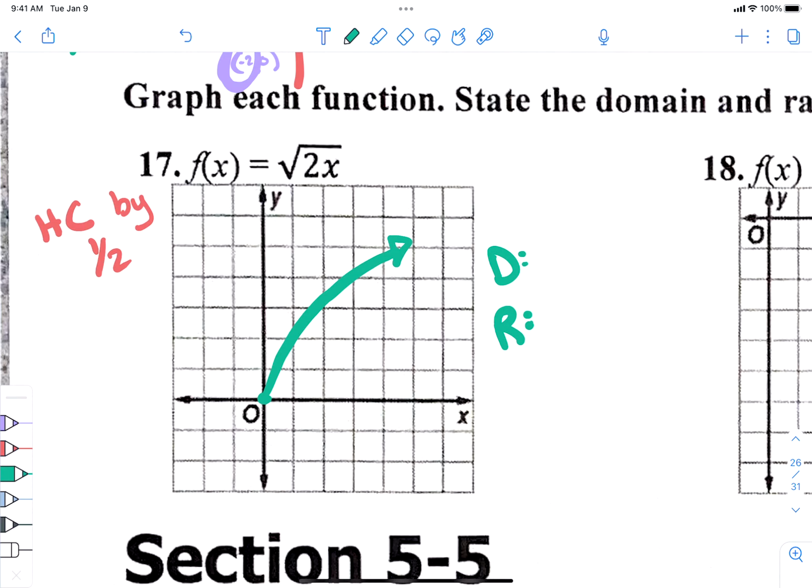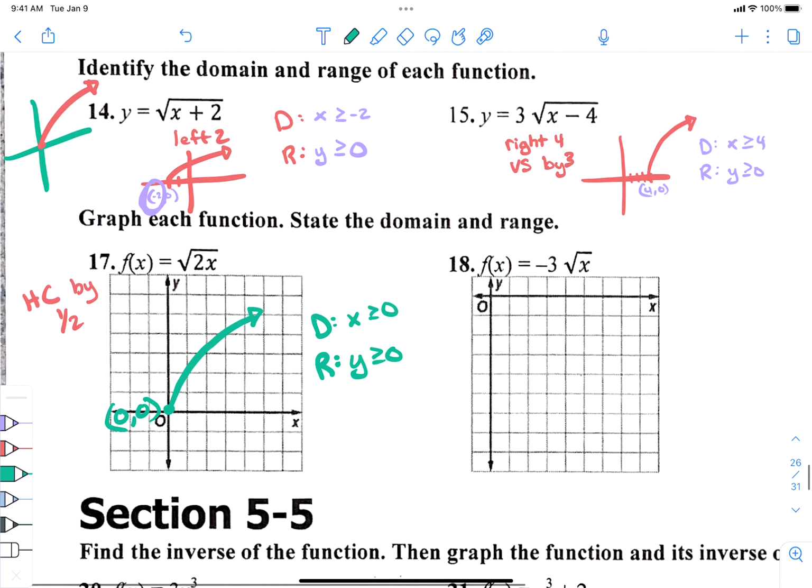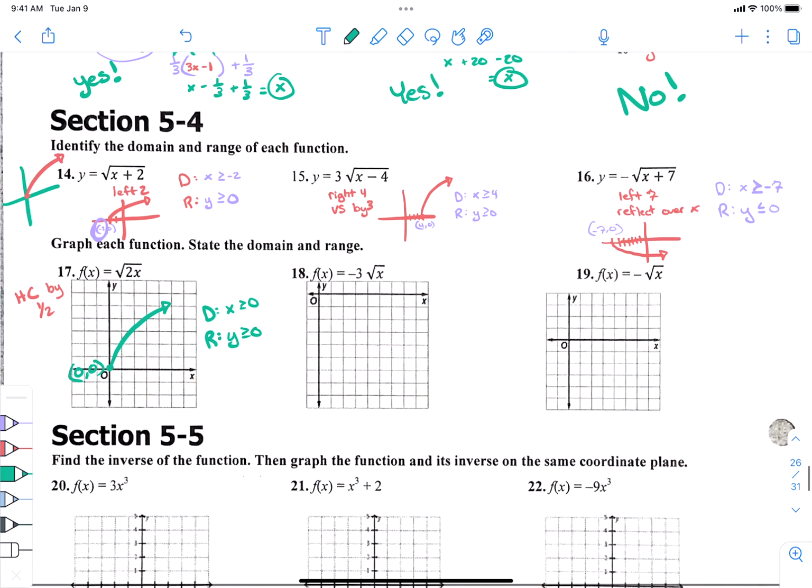Stretches and compressions don't change your domain and range. The only thing that changes it is if you move him left, right, up, down. Okay? So your domain, the x's are still greater than or equal to 0. Your range, the y's are still greater than or equal to 0, right? Because this dot right here is still 0, 0. Okay, does that make sense? If you vertically stretch or compress, it's not going to move your domain and range. Okay, good? Okay. 18, 19, get a head start, and then I will go.